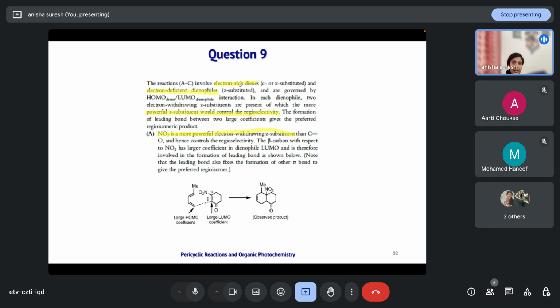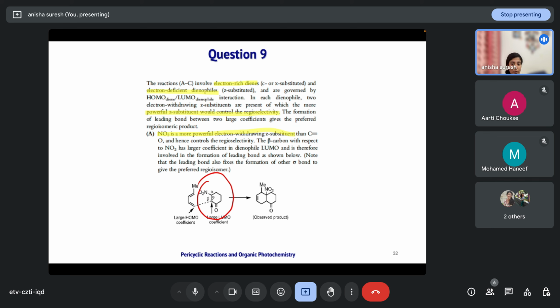When we are considering electron rich dienes and electron deficient dienophiles, the HOMO-LUMO interaction will be governing the regiochemistry of the product. In this dienophile, two electron withdrawing substituents are present, out of which the more powerful substituent would control the regioselectivity. So in this case, the nitro is a more powerful electron withdrawing substituent than the C=O, because of which the nitro will be controlling the regioselectivity of this Diels-Alder reaction.